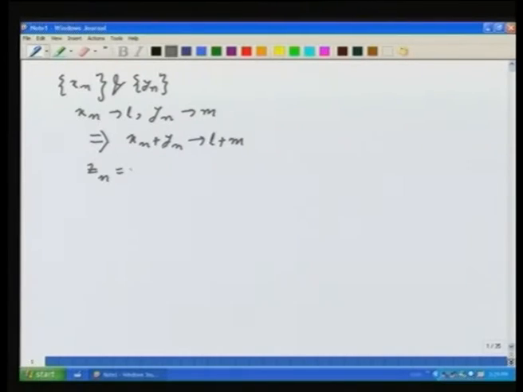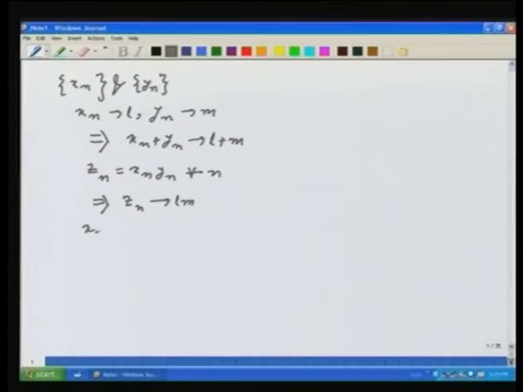Similarly, we have a result about multiplication of sequences also. Given the sequences x n and y n, I can look at a new sequence z n defined by x n into y n for all n, and then we have seen that z n also converges, and it converges to L M. Similarly, we have something about x n divided by y n, of course under the condition that y n is bigger than 0. This implies that this new sequence, which I might call w n, converges to L by M.